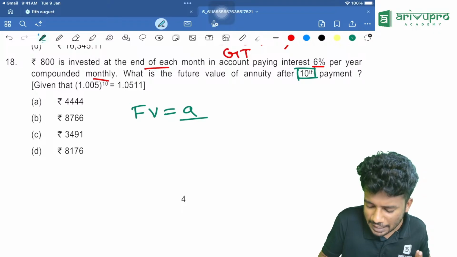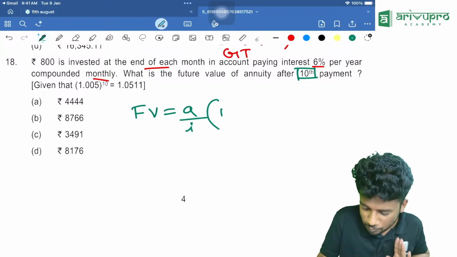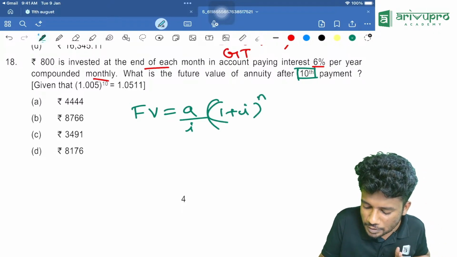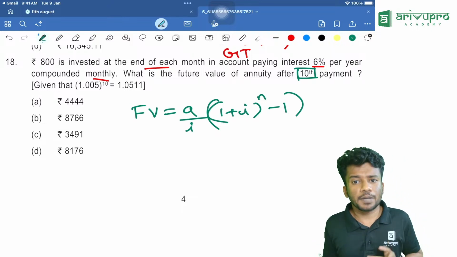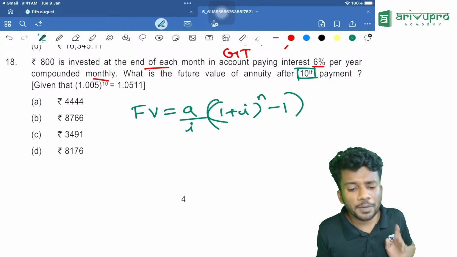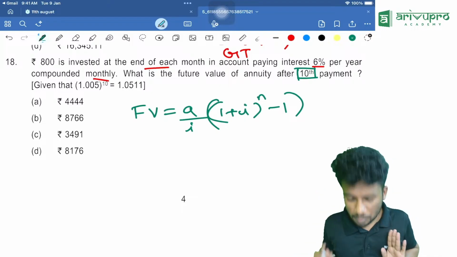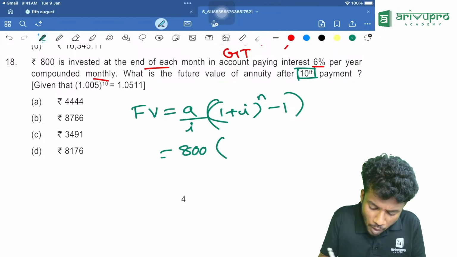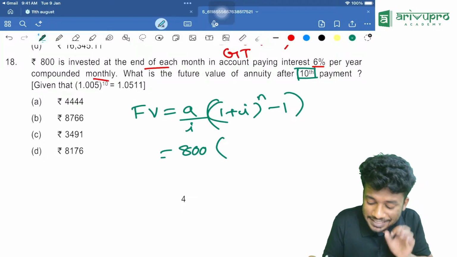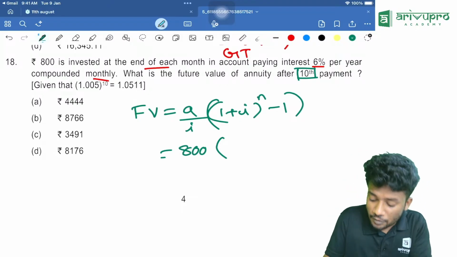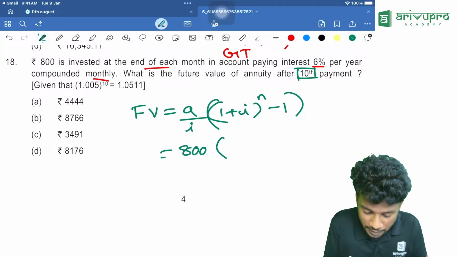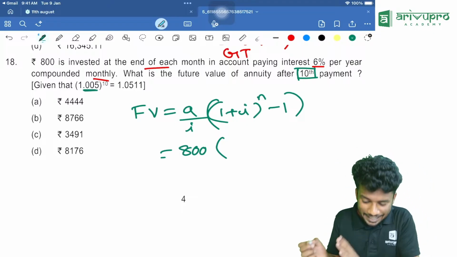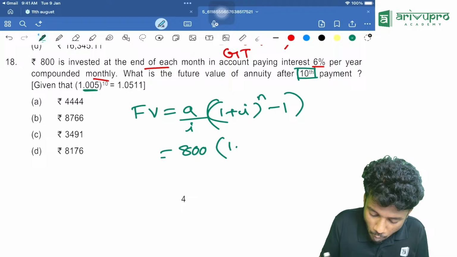We know the formula. Again I am rewriting it because it will be helpful for you. 1 plus i the whole raised to n minus 1, then multiplied with the annuity amount, divided by i. A is 800, into 1 plus i the whole raised to n. Since it is monthly compounded, we need to divide by 12, but it's already given over here, so you can directly write the value.